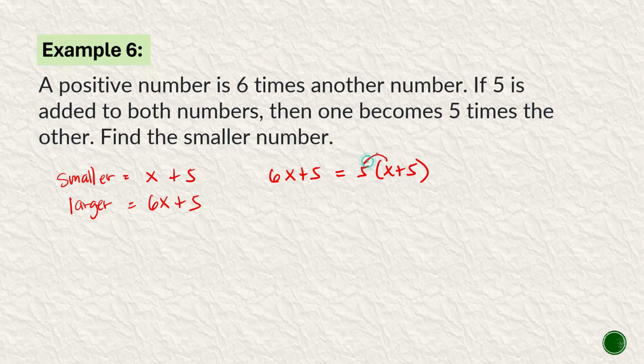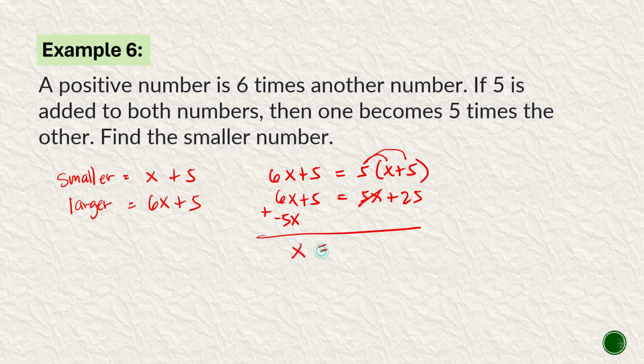Distribute 5 to x and 5. I'll copy the left side. So this will be 5x plus 25. Next is I am going to remove that 5x on the right side because there's another x term on the left. Okay, so there. 6x plus negative 5x is x.